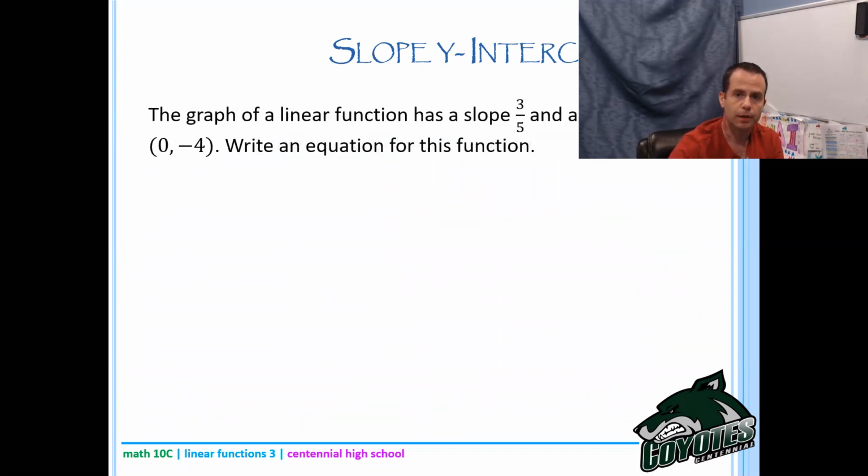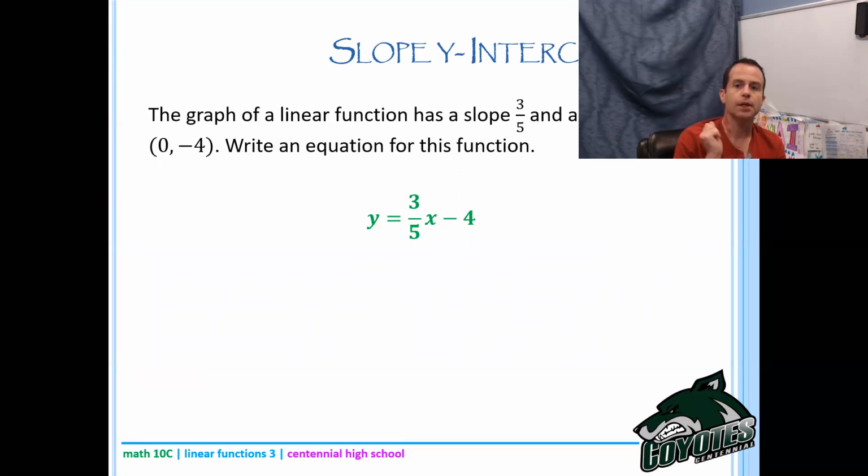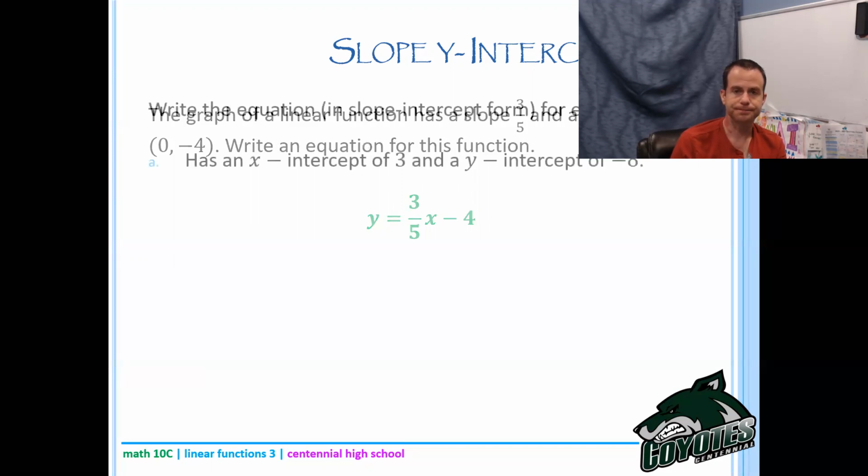So the graph of a linear function has a slope of 3/5 and a y-intercept of 0, -4. Write the equation of this function. Well, I know my slope is 3/5, so that's my m value. And I know my b value would be the y-intercept, which is -4. So y equals 3/5x minus 4. That is the equation that fits those parameters. Okay, it's as simple and straightforward as that. M is your slope, b is your y-intercept.